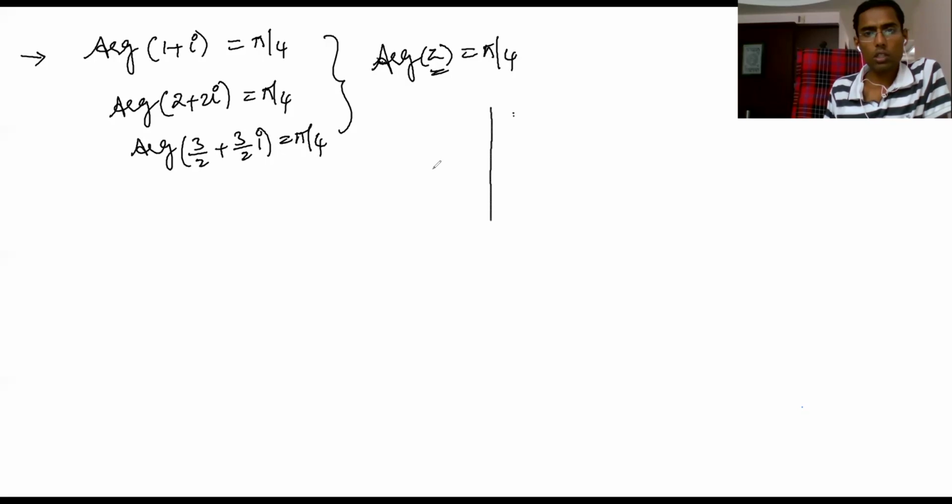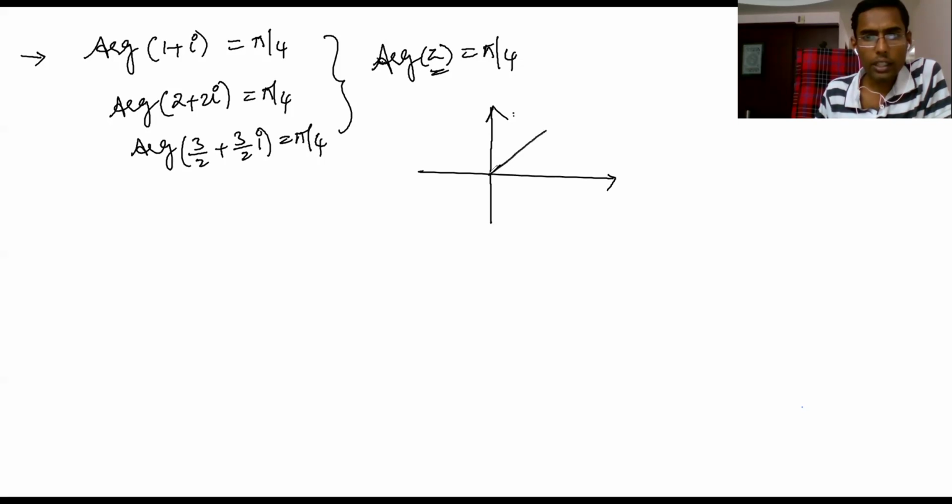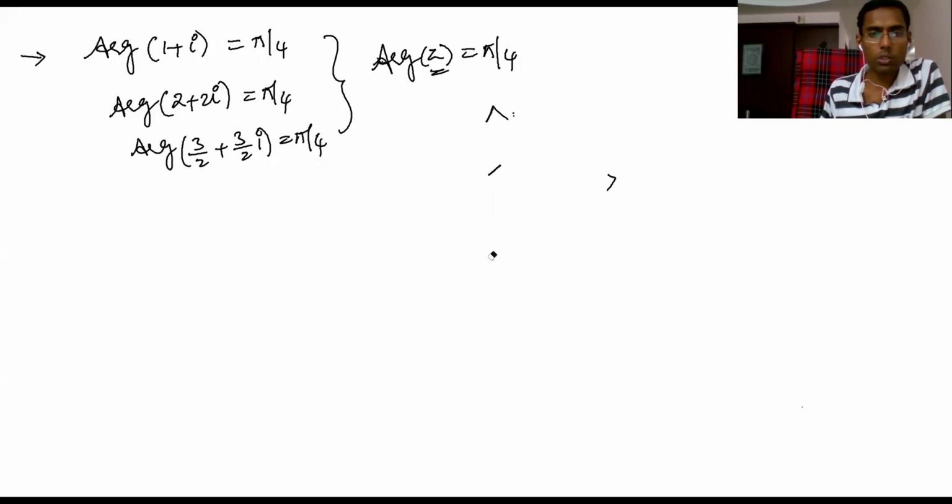Now if you see this argument, pi by 4 means any complex number on this line, any complex number on this ray, except this origin. Okay, except this origin, any complex number on this ray except this origin.